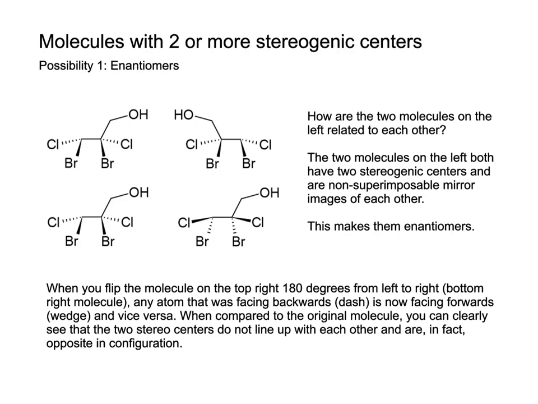And whenever you do a 180 degree flip, any atom that was facing backwards, which means it was on a dash, is now going to be facing forwards on a wedge, and vice versa. And when you compare that to the original molecule, you can clearly see that the two stereocenters do not line up with each other and are, in fact, opposite in configuration.